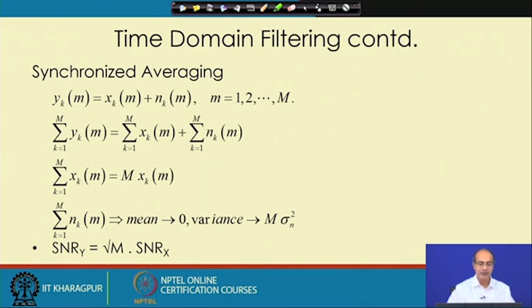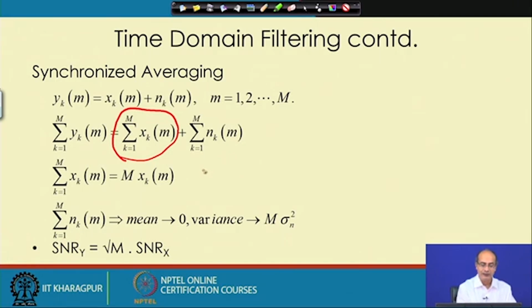Then what we can do is sum all those ensembles. If we sum them, when we look at the first term, the signal component, the signal components will add up, and we will get m times the signal. To get that, one thing is very important: we need to align the signal properly. Without that, we cannot get it.